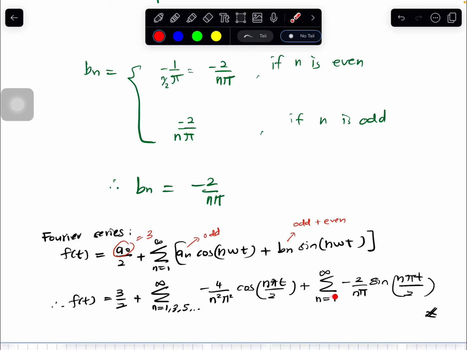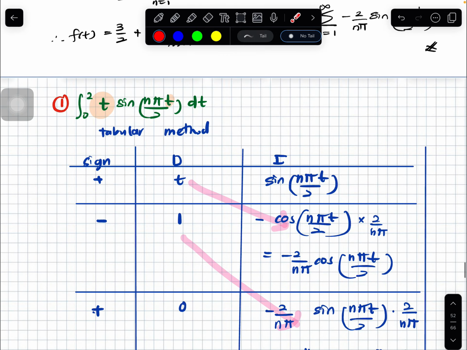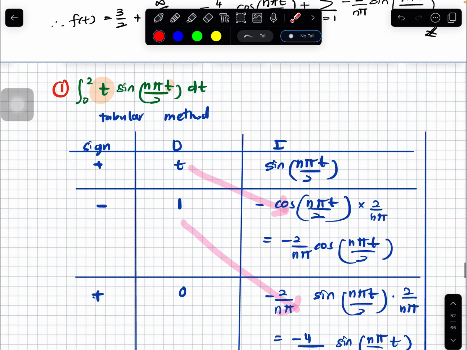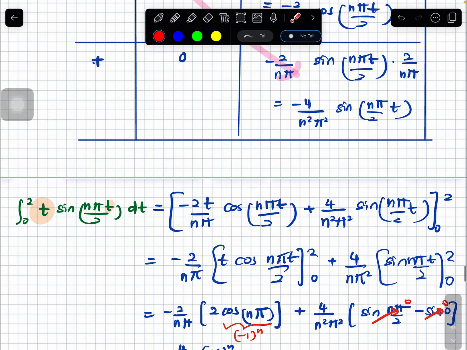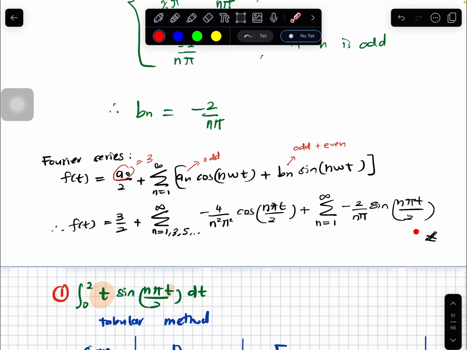And for bn, you have to put another summation because bn works for both odd and even. So n starts from 1 to infinity and write your bn and complete the behind part. So altogether, this is your Fourier series. This is your final answer. Okay, and alternatively, again, you can solve the bn by using the tabular method. You have to show all the calculation here, and it's a long solution, and you can try it and you can get the same solution as it is.